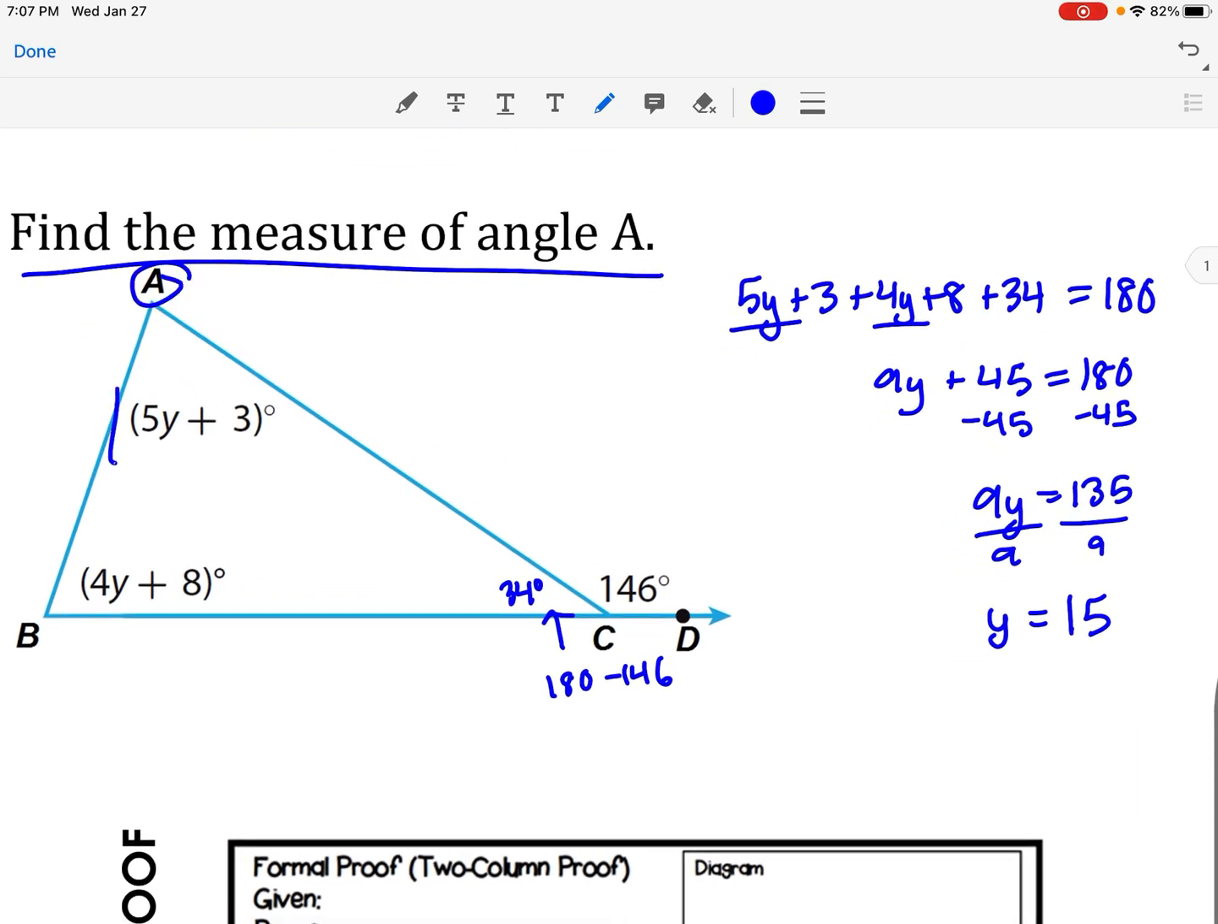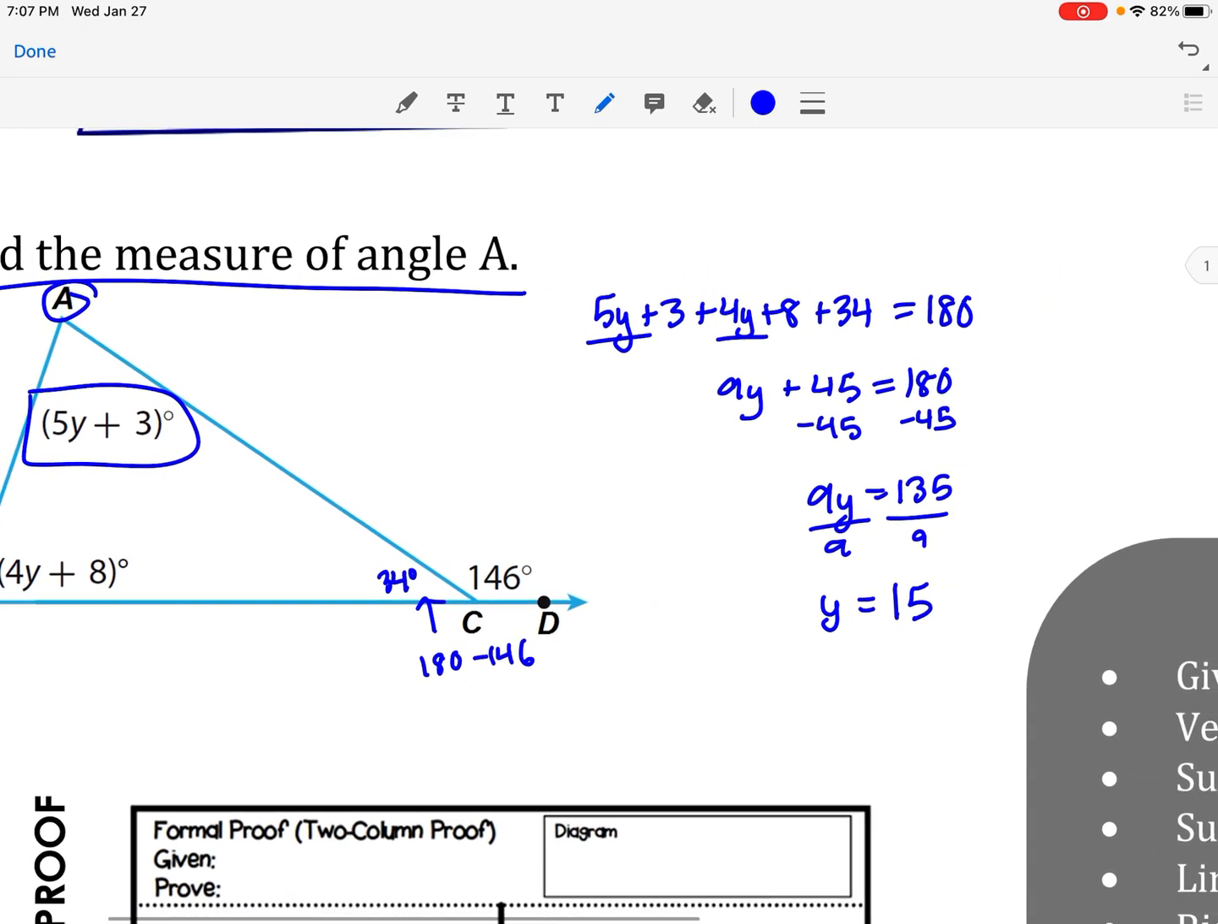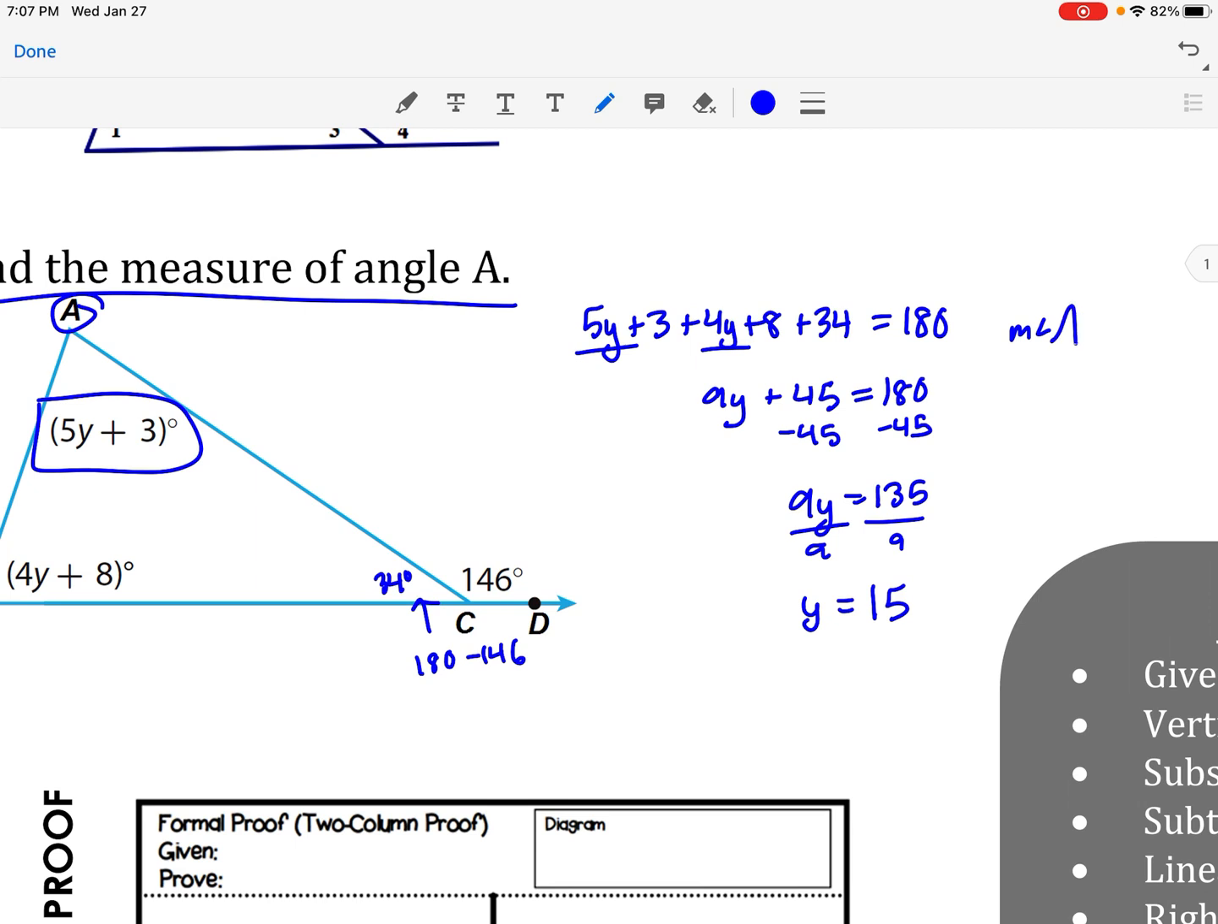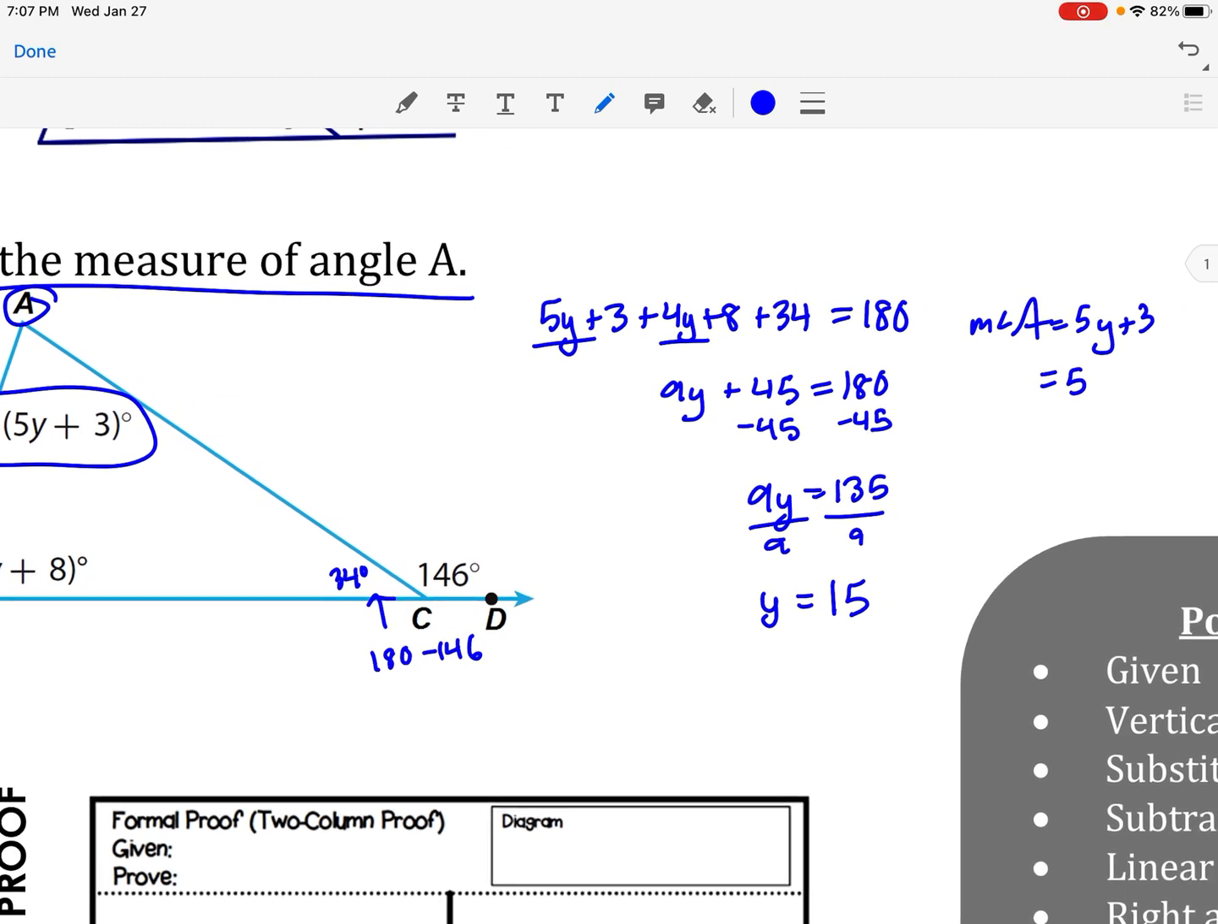So angle A is right here. So this is the measure we're looking for. So let's take that y equals 15 and plug that in. So the measure of angle A right now is 5y plus 3, but now we know our value of y. So then it's going to be 5 times 15, because that is our y value, plus 3. And that ends up getting us 48 degrees. If I did my calculations right. Let me check that really fast. Nope, 78 degrees. Okay, and there's our final answer. That's what they asked us for, is to find the measure of angle A.